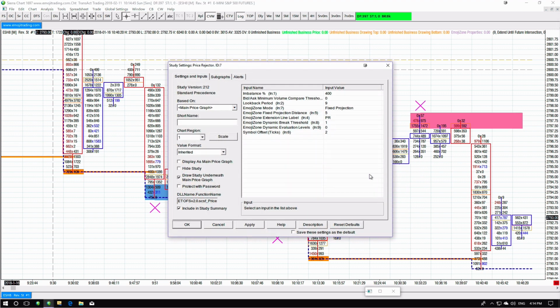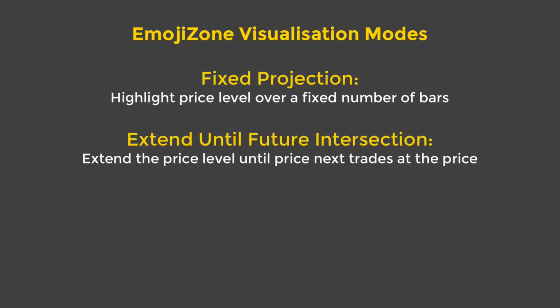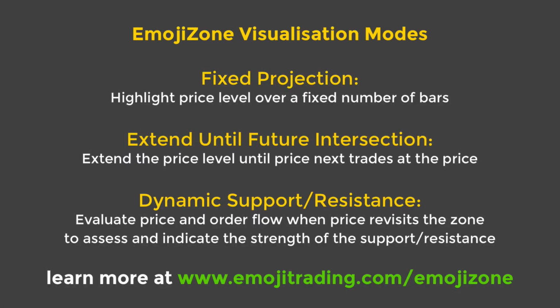However, there's something even more powerful that an emoji zone can indicate. A brand new visualization option within EmojiZones is the Dynamic Support Resistance display. What this does is highlight the price level as it forms as support or resistance, and then monitor order flow at this price level to understand and indicate the extent to which the price level is holding.